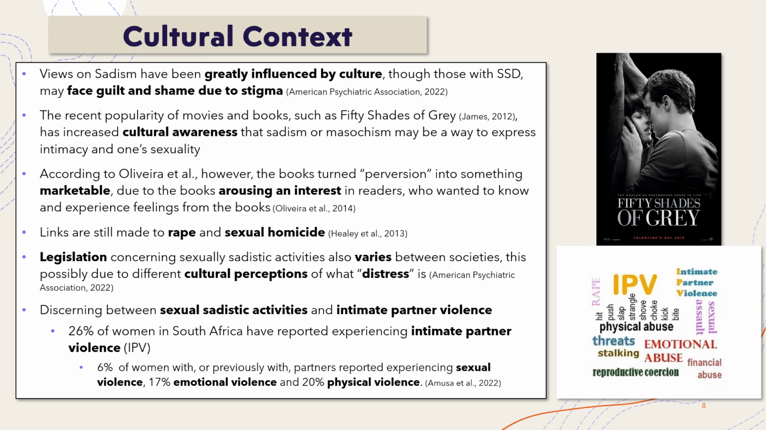Discerning between sexual sadistic activities and intimate partner violence is an extremely important thing to consider here as well, especially in a South African context, where 26% of women in South Africa have reported experiencing intimate partner violence, also known as IPV. Diving deeper into those statistics, 6% of women with or previously with partners reported experiencing sexual violence, 17% of them emotional violence, and 20% of them physical violence.